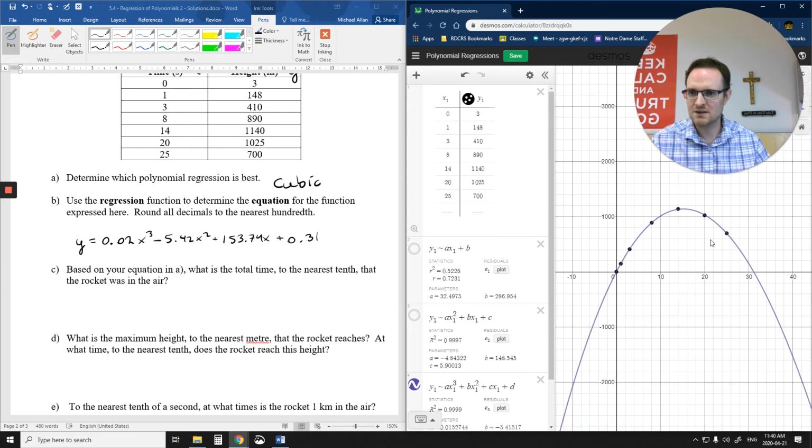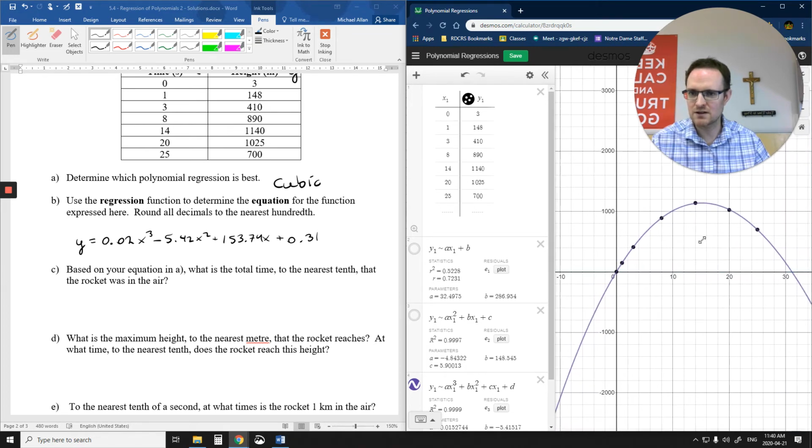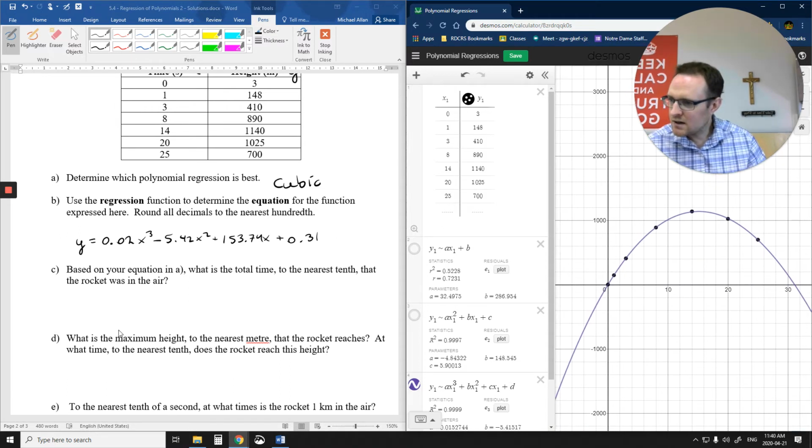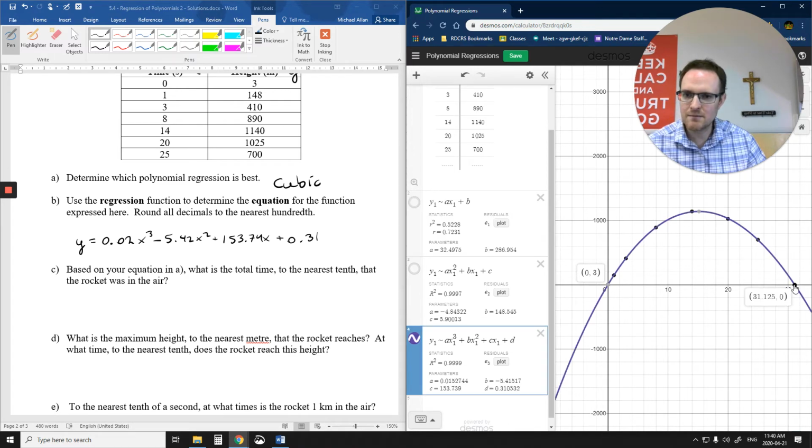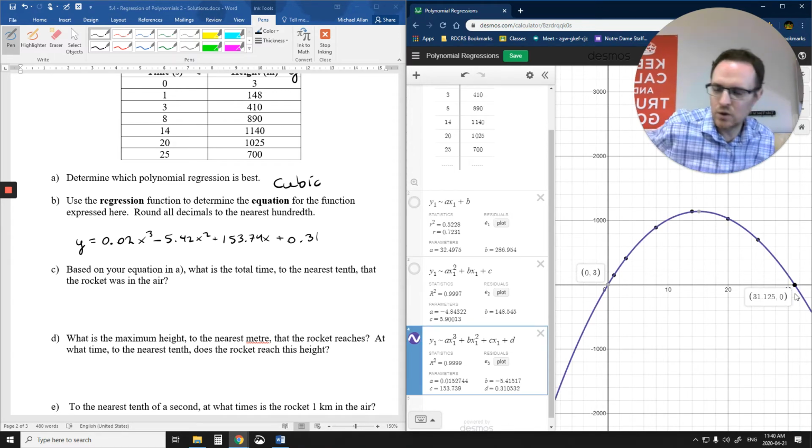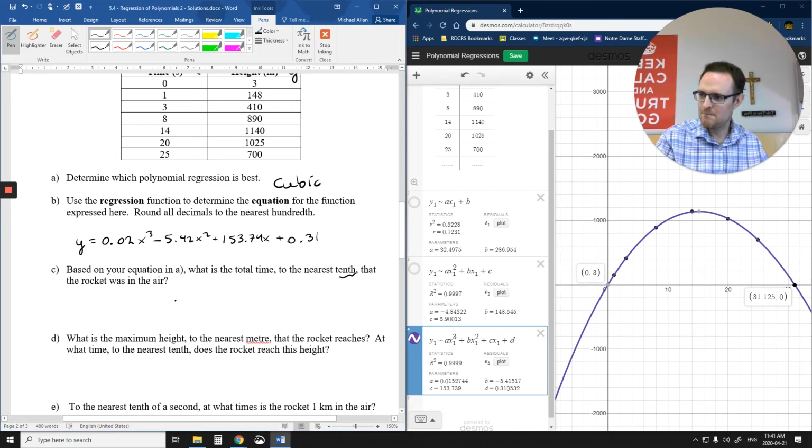Can't really see it go back up, but this is my graph right here. So it looks pretty good. Based on the equation, what's the total time to intercept the rockets in the air? So if this is height, it's in the air from time 0 all the way to time 31.1, because it wants the nearest 10th here. So that's 1 decimal place, 31.1 seconds. So this is like the x-intercept. The height is equal to 0.